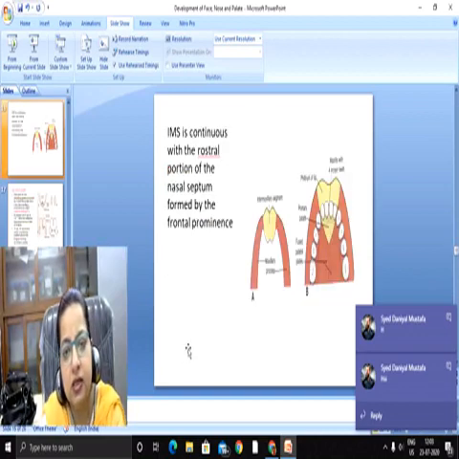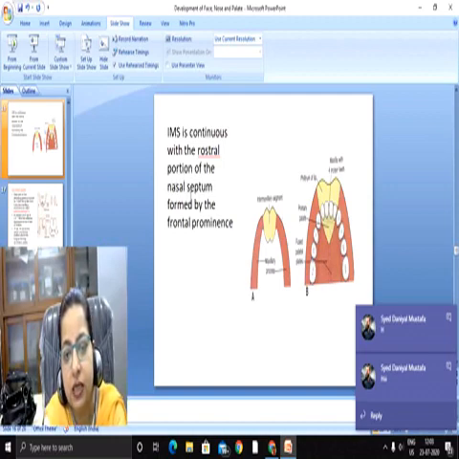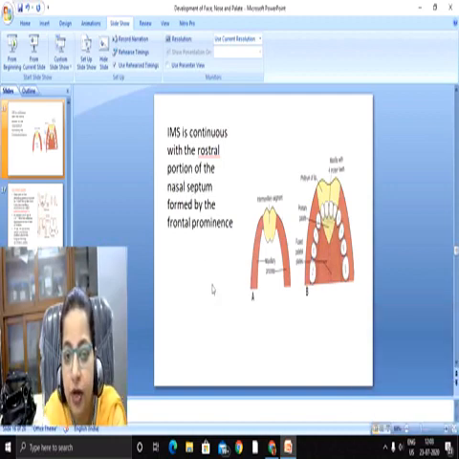Now, this intermaxillary segment is continuous with the rostral portion of the nasal septum that is formed by the frontal prominence. As you can see here in the diagram, it's the intermaxillary segment.